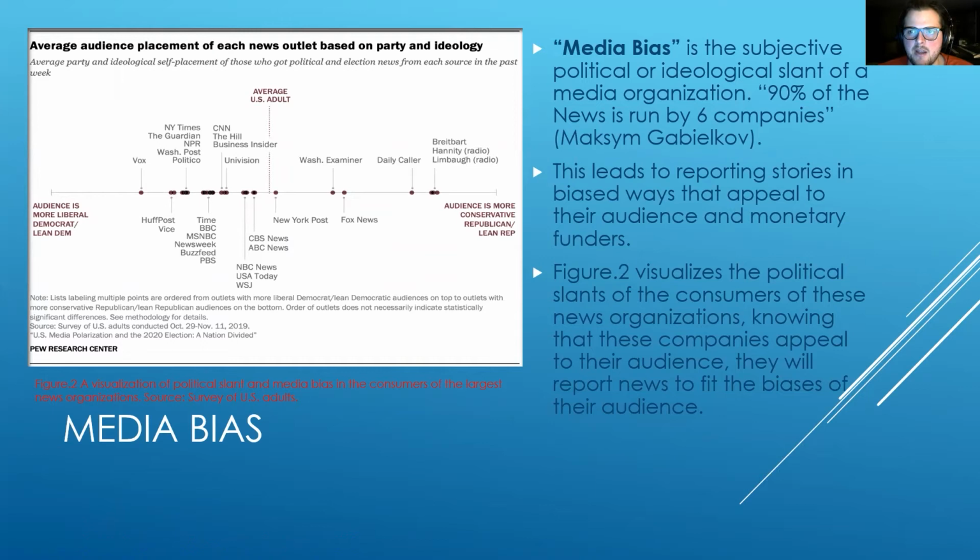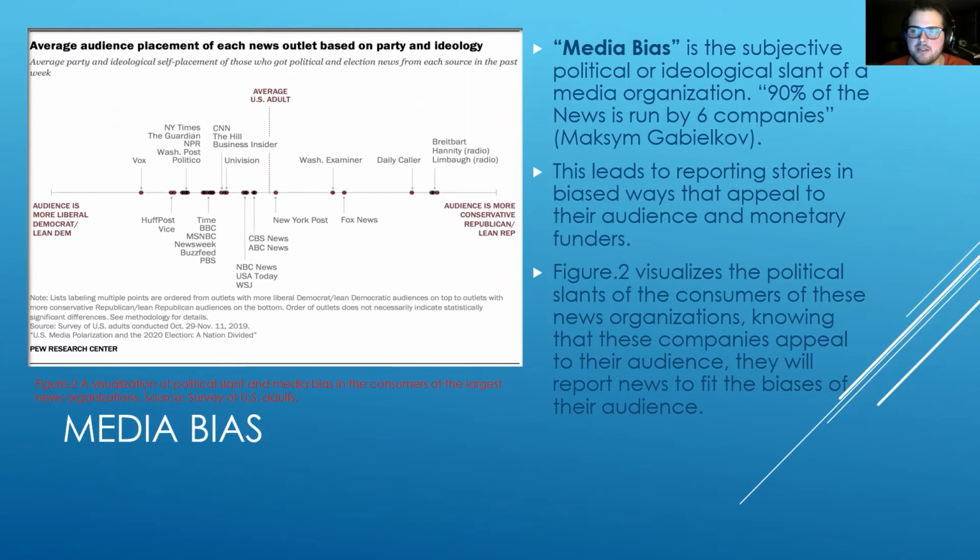This is a graph that shows the media bias of the most popular news organizations. The news is a monopoly. 90% of the news is run by 6 companies. Like Fox News or CNN, they have sister and brother companies underneath them that they own, right? This just visualizes the bias. On the right is the right Republican ideology slant, and on the left is the liberal Democrat ideology slant. This is just showing that there are biases.